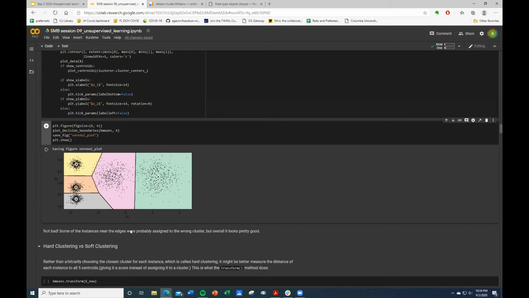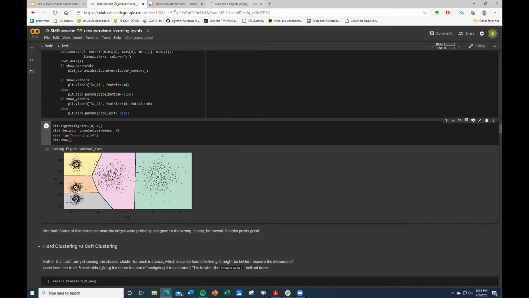So if you're using clustering, I guess that's a standard thing to do. He makes a comment that some of the instances near the edges were probably assigned to a wrong cluster. So this is probably more related to this than it is to here. But that's the nature of the beast. Ditto with these guys. These are probably not yellows, but they're probably purples. But you don't expect it to be a perfect classification with an algorithm like this.